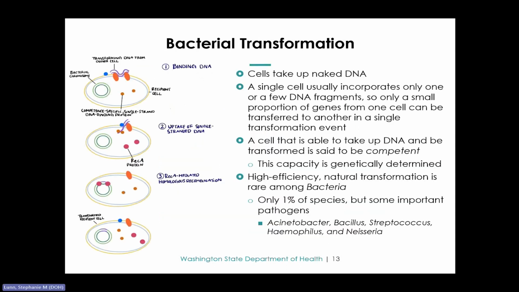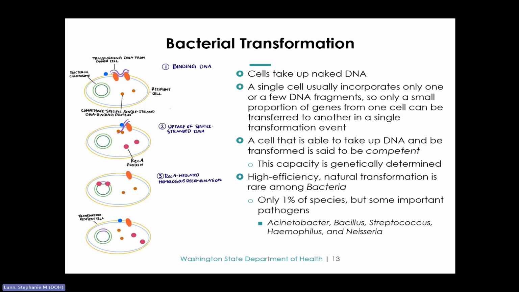So in transformation, cells take up naked DNA, and a single cell usually incorporates only one or a few DNA fragments. So only a small proportion of genes from one cell can be transferred to another in a single transformation event. To put that into perspective, the Bacillus subtilis chromosome is about 4.2 megabase pairs. When the cell is lysed, the chromosome is converted to fragments of about 10 kilobase pairs each. If the average gene is about 1,000 nucleotides long, then each fragment of the Bacillus subtilis DNA contains about 10 genes, and this is a typical transformable size.